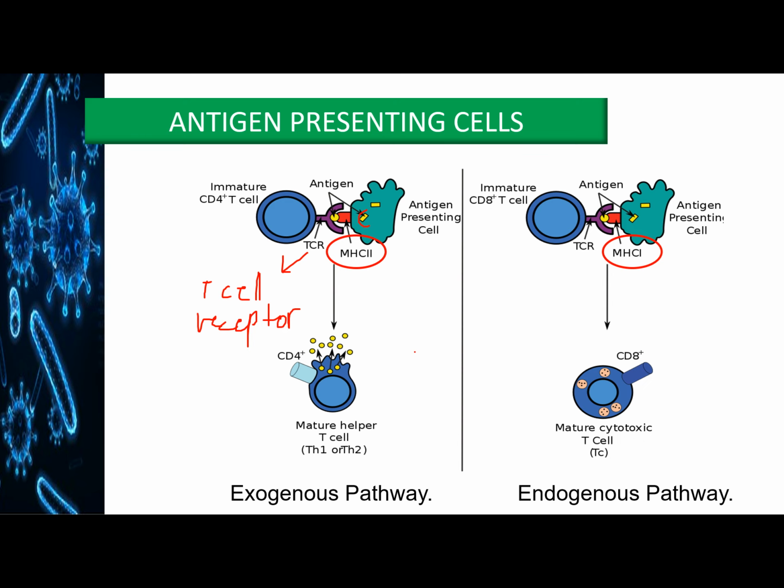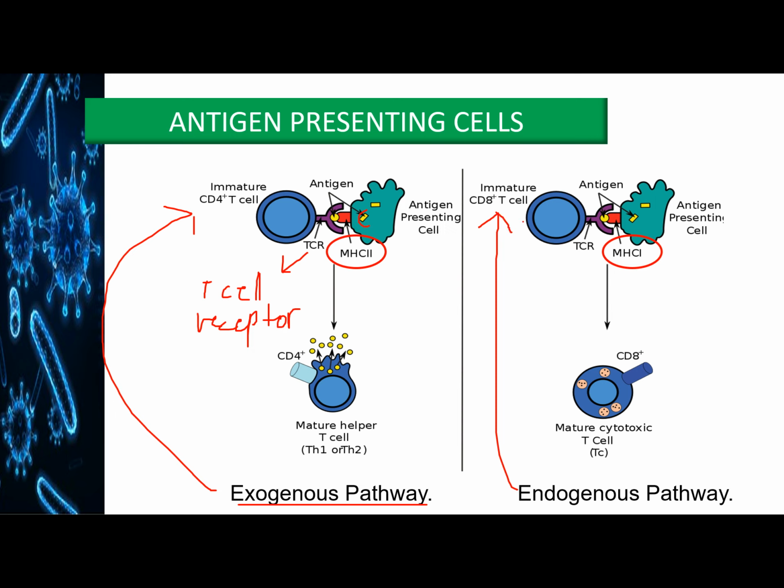So ulitin ko, class, ha. You have here your antigen presenting cell, na process nyo na yung antigen. He will now present it to the T cell via the T cell receptor, specifically the immature CD4 positive cell. This will cause your CD4 positive cell to become a mature helper T cell, either T helper 1 or T helper 2. This is known as the exogenous pathway for your CD4. Another pathway is the endogenous naman.